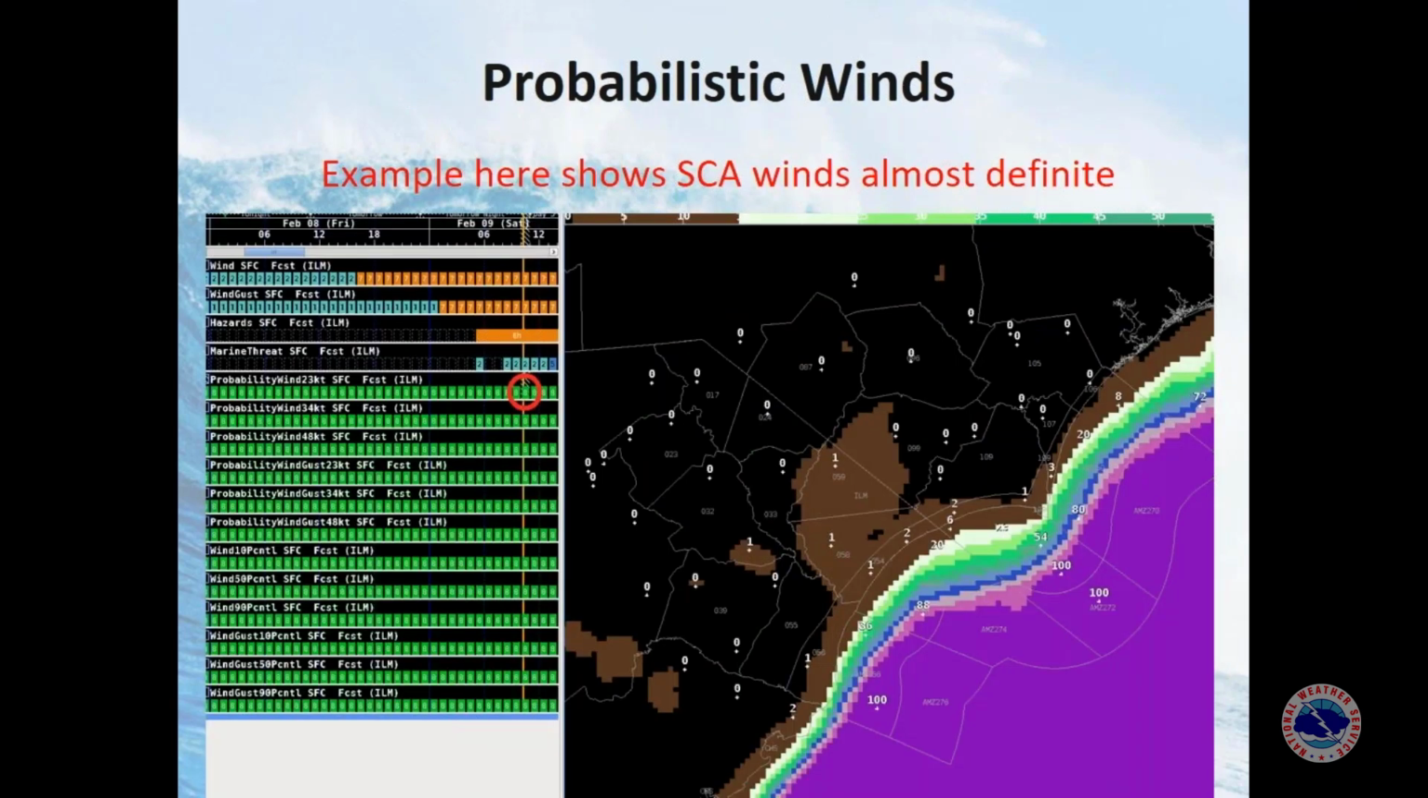So in this grid here is a probability wind 25 knots grid. Example showing that small craft advisory winds are almost definite because you have 100% over a large part of the zone in terms of our coastal water zones. And I think this stuff's going to be even more useful when we go out to 60 nautical miles because obviously this is running out there and a lot of the guidance is going to extend that far out.